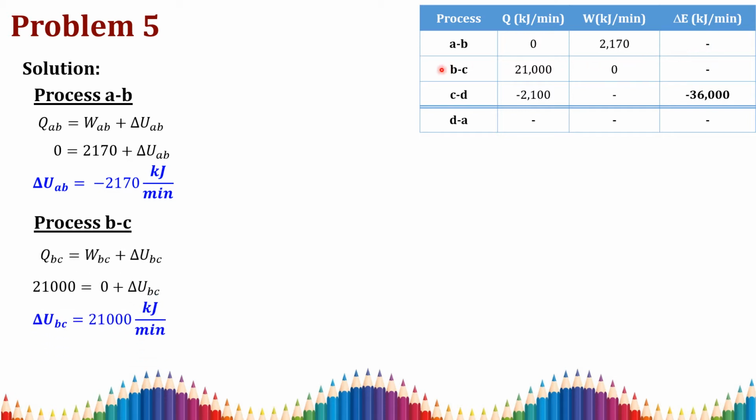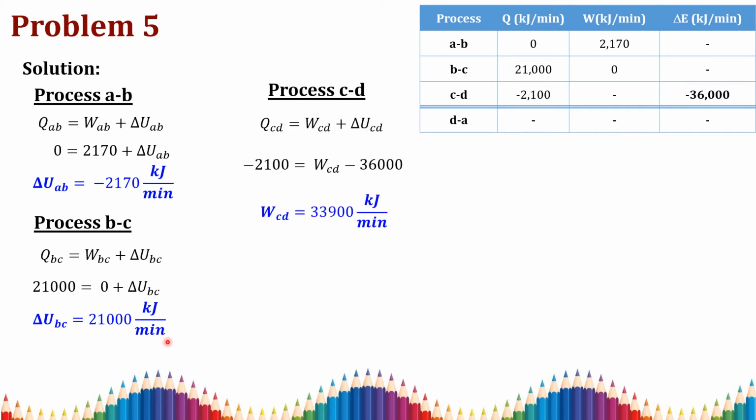Then again for process B to C, apply the same first law of thermodynamics. What you can write is Q of BC equals work done of BC plus internal energy of BC. So substitute the values of the BC process here. Q of BC equals 21,000 and W of BC is 0. We need to find the internal energy of the BC process. By solving the simple equation, you can get delta U of BC equal to 21,000 kilojoule per minute.